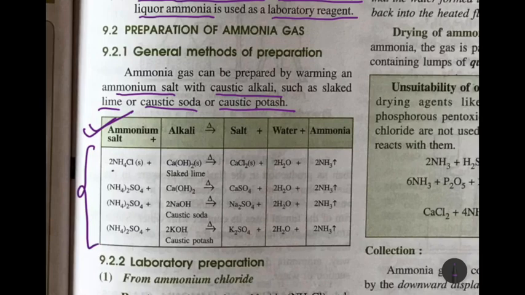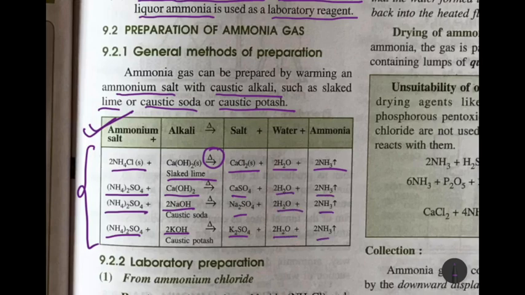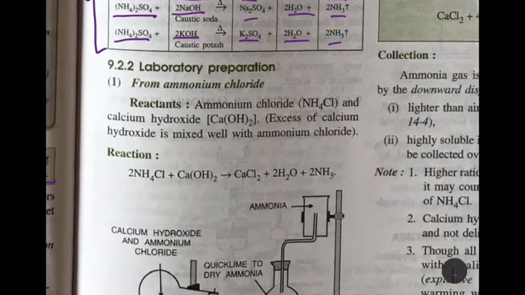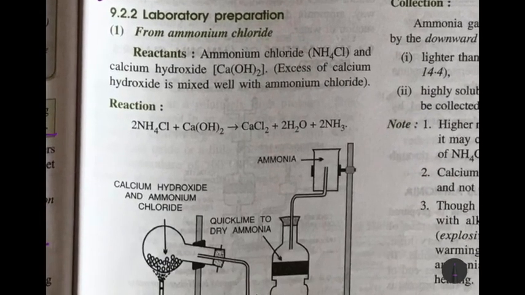Here you can see ammonium chloride with slaked lime, calcium hydroxide, when heated will form calcium chloride, water and ammonia gas. And when you take ammonium sulfate and heat it with either calcium hydroxide, sodium hydroxide or potassium hydroxide, you will get the respective sulfates, either calcium sulfate, sodium sulfate, potassium sulfate, along with water and ammonia in all the three cases. Now next we move on to the laboratory preparation of ammonia.